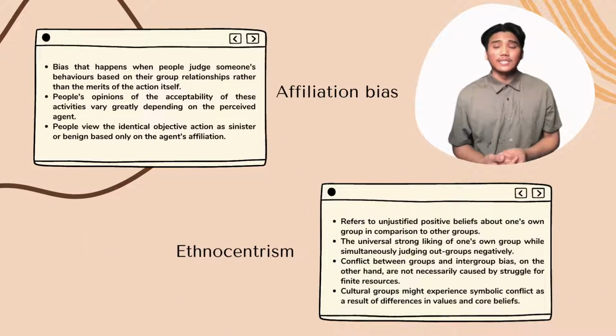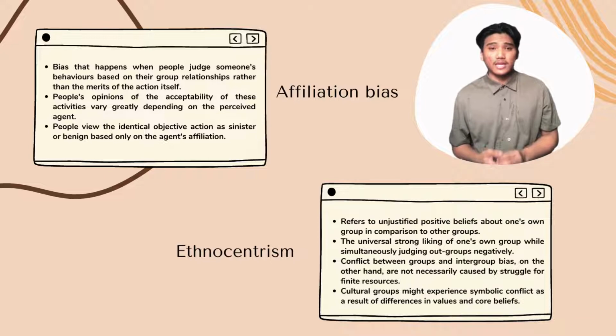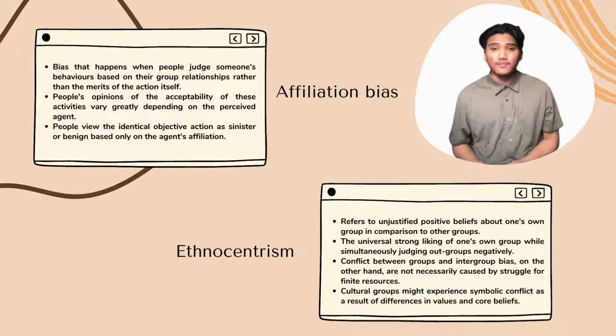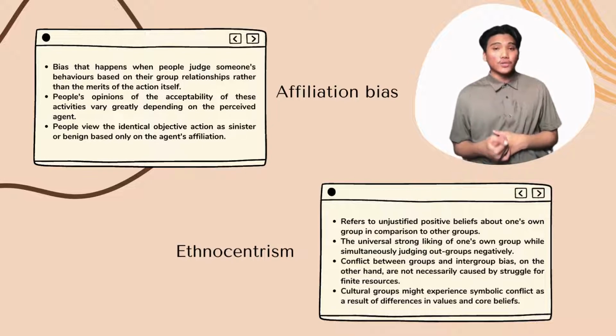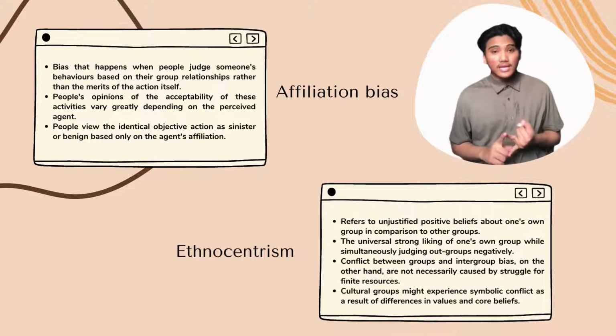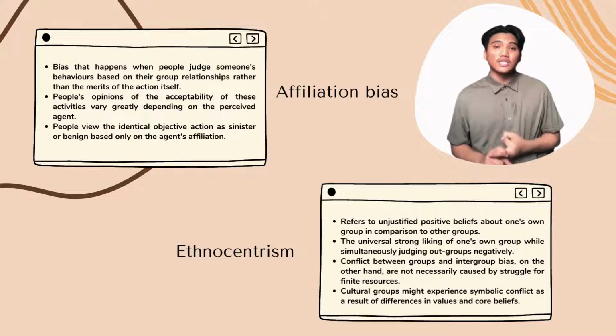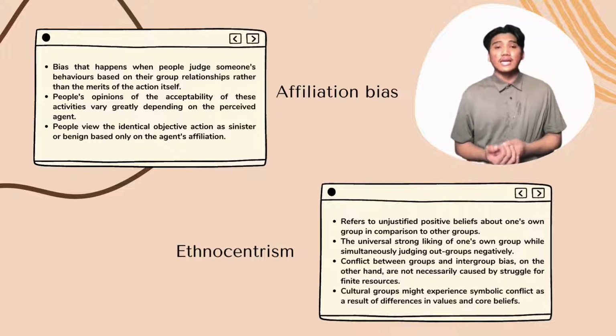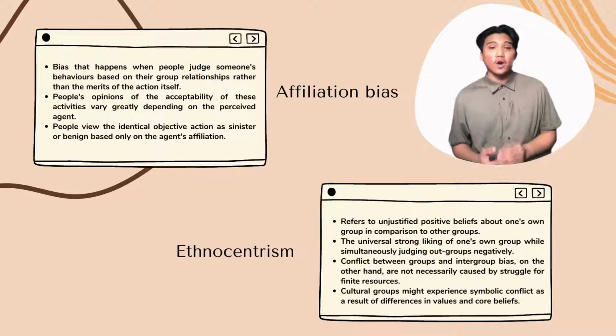Affiliation bias is bias that happens when people judge someone's behavior based on their group relationship rather than the merits of the action itself. For instance, when football supporters watch a game, they think the opposing team is guilty of more faults than their own team. Think about the following steps a country could take: testing a new assault weapon, building economic relations with a strong nation, or establishing a rocket base near the boundaries of a country which has strained relations. The perceived agent has a significant impact on how people regard certain activities to be acceptable. People's opinion of the acceptability of these activities varies greatly depending on the perceived agent. People view the identical objective action as sinister or benign based only on the agent's affiliation.